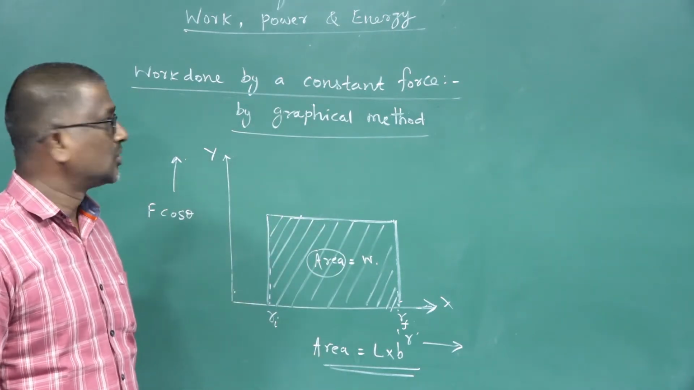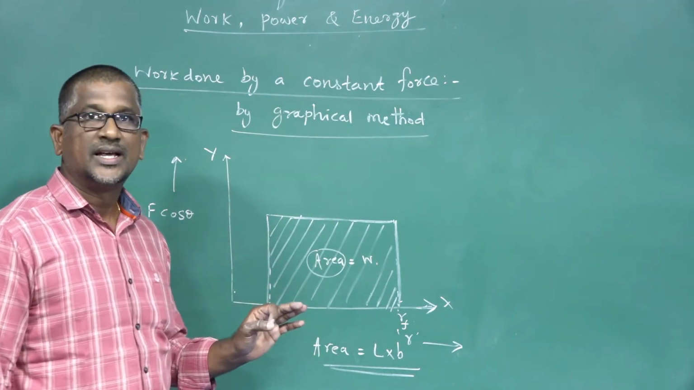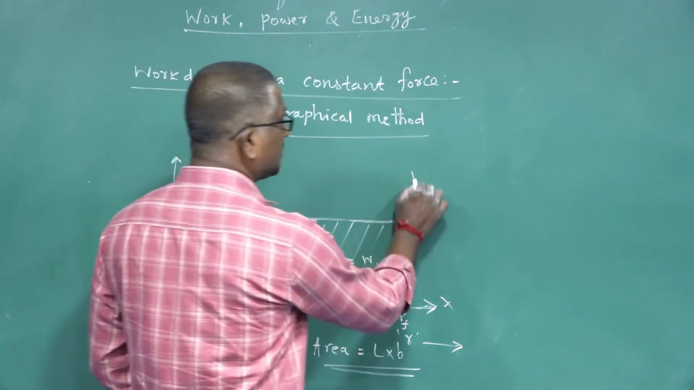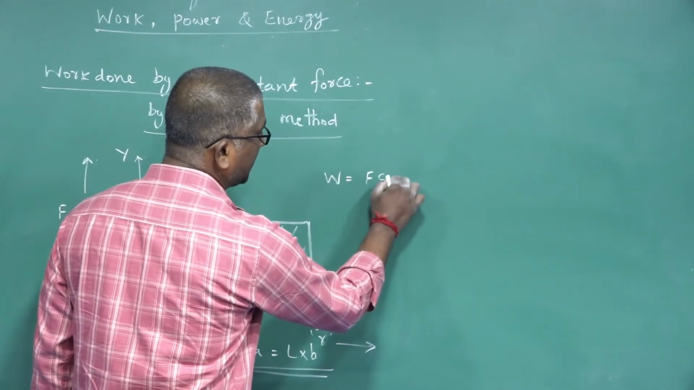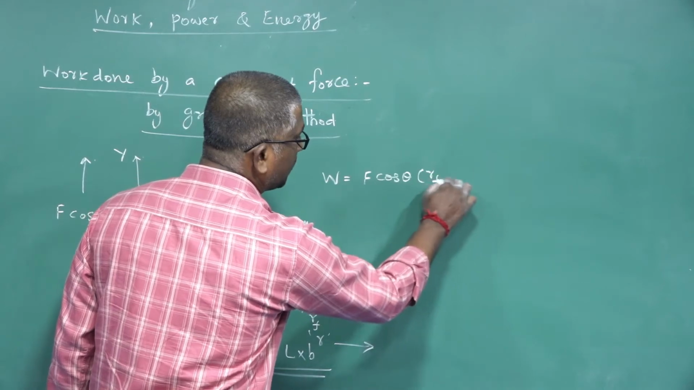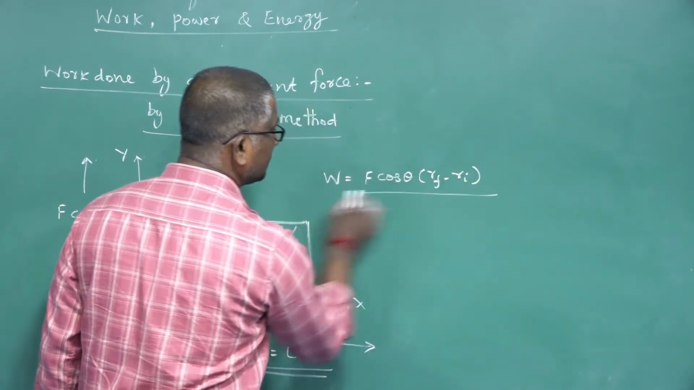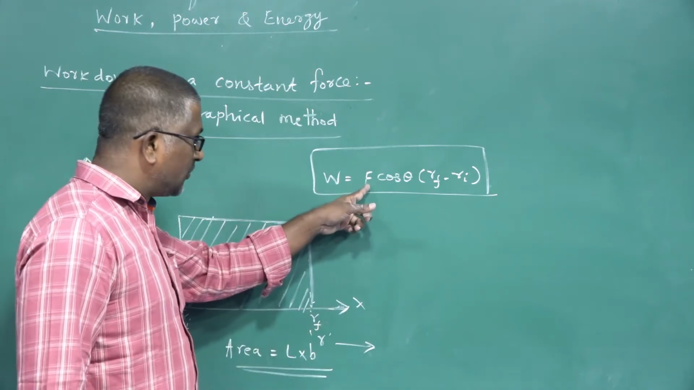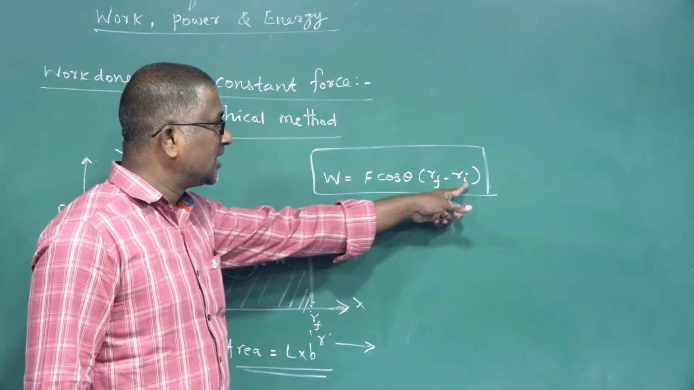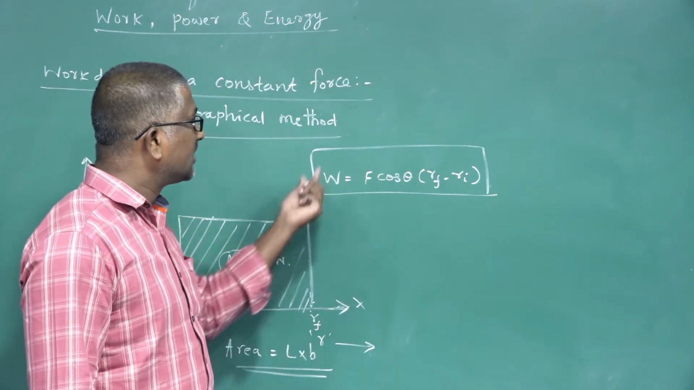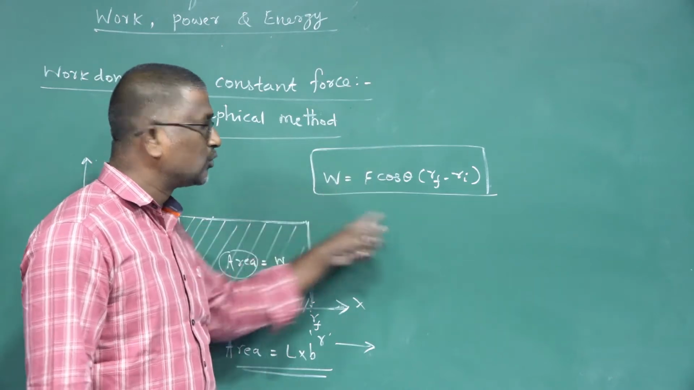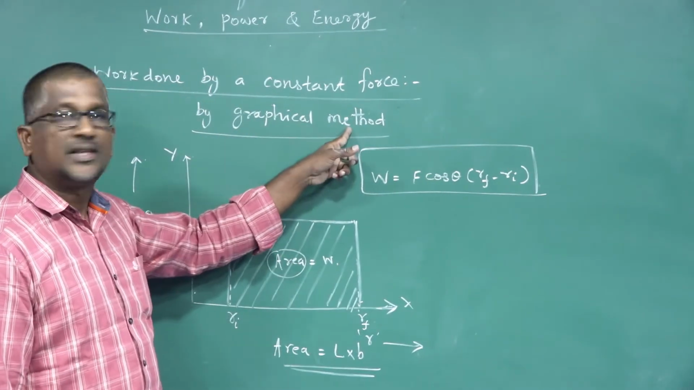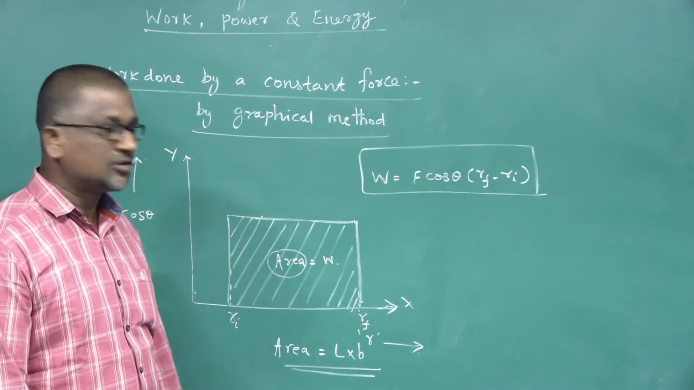So work done by a constant force can be measured in two ways. First, by using the formula, that is W is equal to F cos theta into (Rf minus Ri). If in the given problem the force value, theta value, final position and initial position values are given, we can calculate the total work done using this relation. And also by using the graphical method, we can measure the total work done by the constant force.